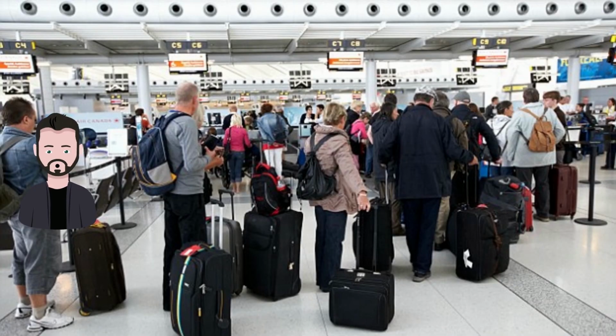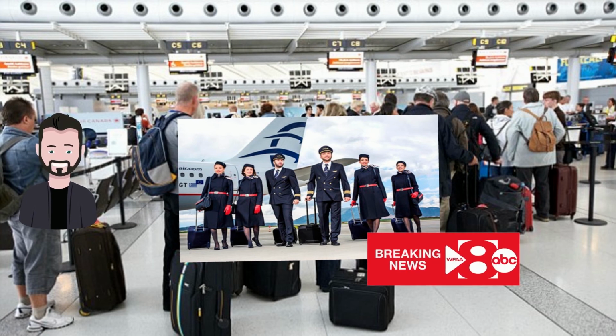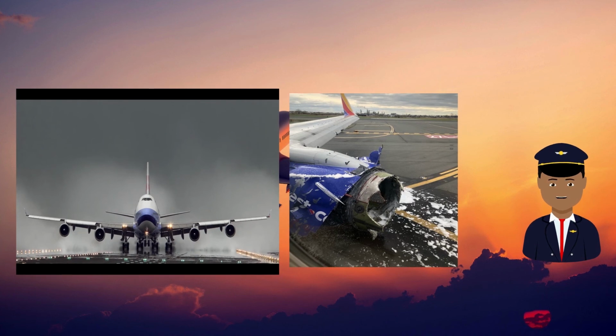There were 130 passengers and 5 crew members on board, identified by WFAA TV as American Airlines Flight 1897. The damaged aircraft was an Airbus A319, according to flight tracking site FlightAware.com.